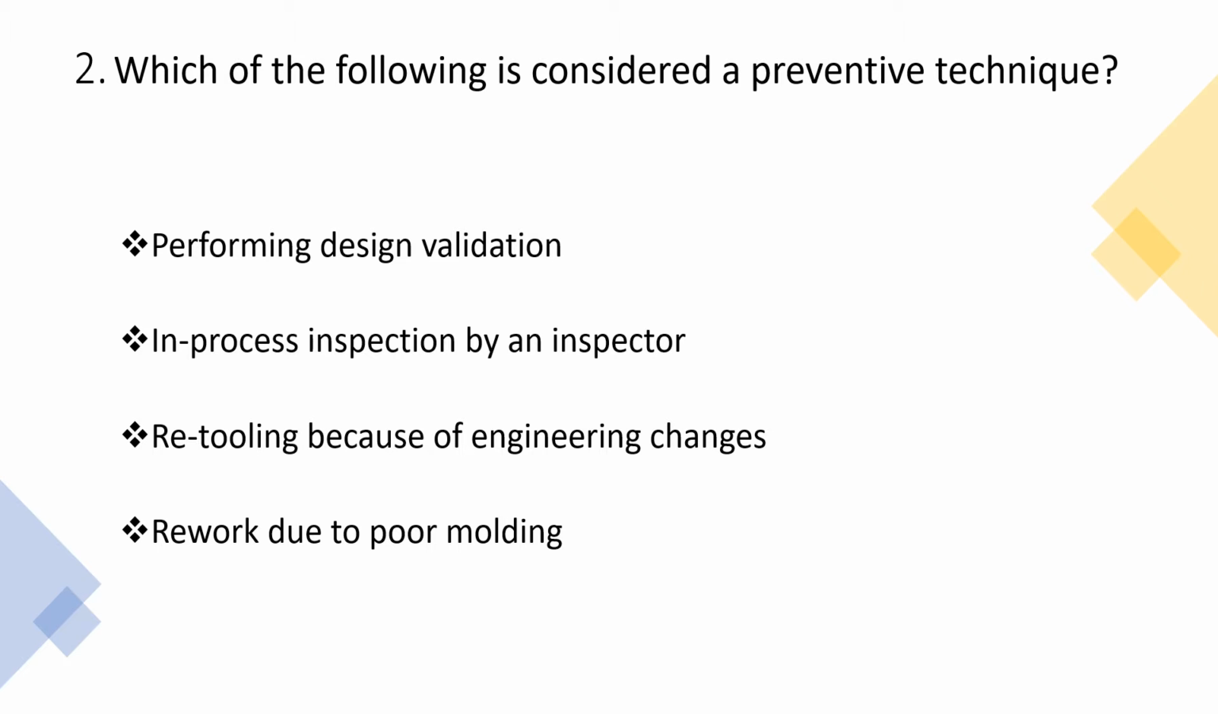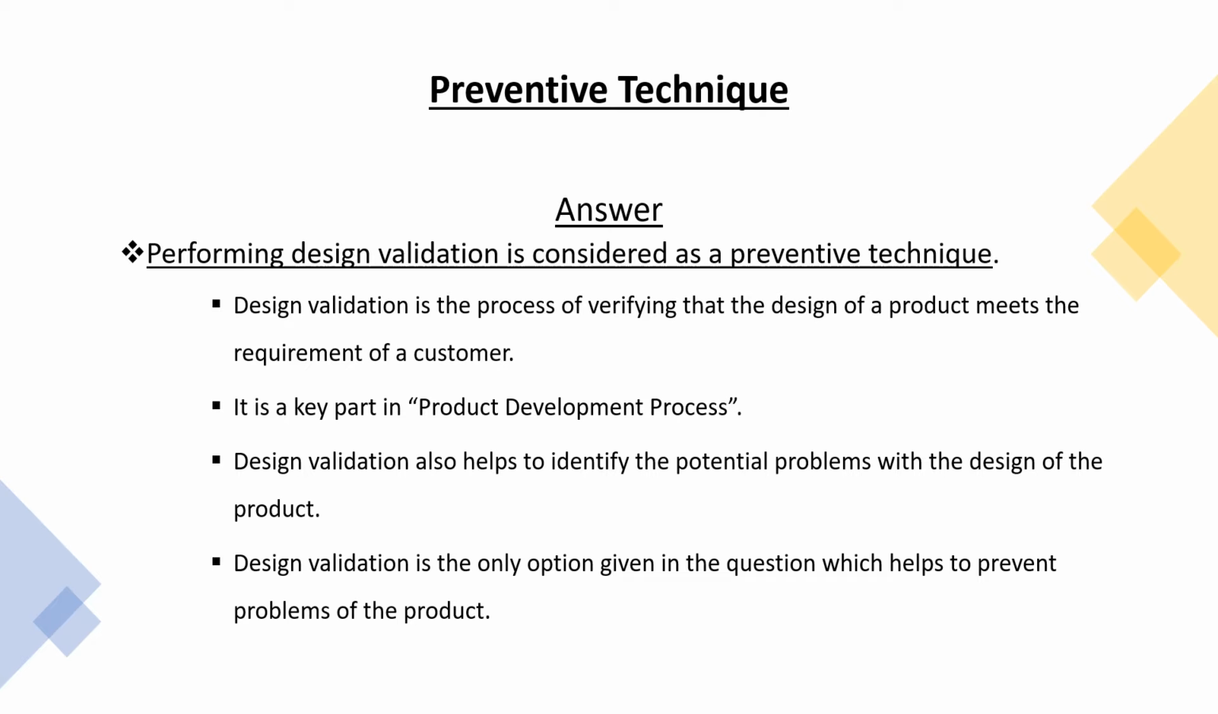Question number 2. Which of the following is considered a preventive technique? The options are: performing design validation, in-process inspection by an inspector, retooling because of engineering changes, and rework due to poor molding. The correct answer from the following options is A, performing design validation.